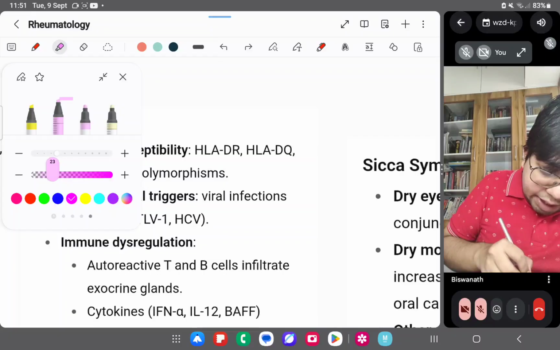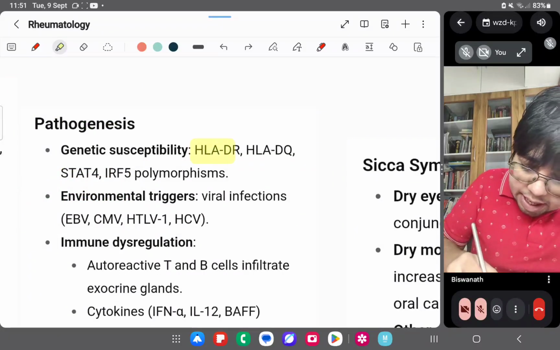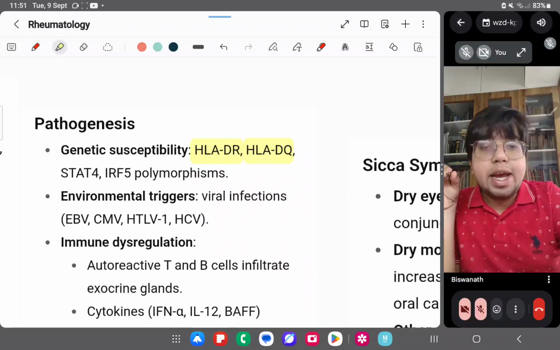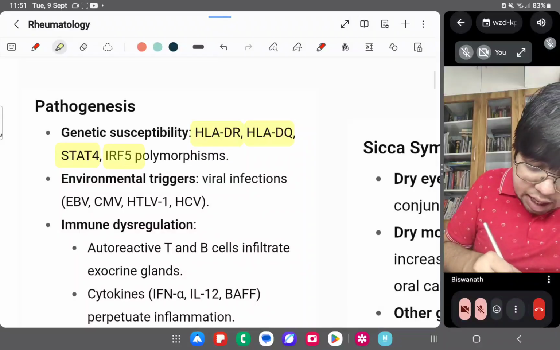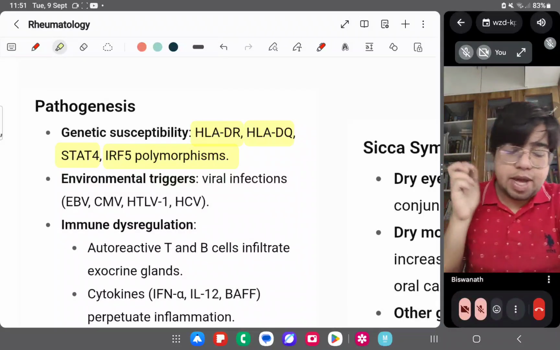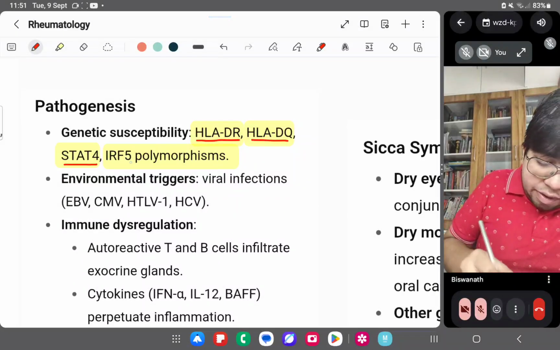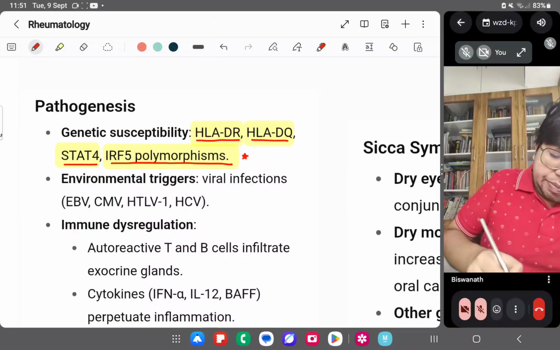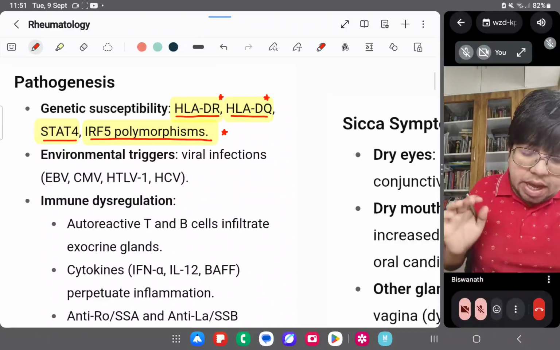What are the genetic factors? In Harrison's it is written HLA-DR, HLA-DQ, STAT4, and IRF polymorphisms. These four are given straight from Harrison's. HLA-DR, HLA-DQ, STAT4, IRF polymorphism are the genetic factors. You just remember HLA-DR and HLA-DQ.